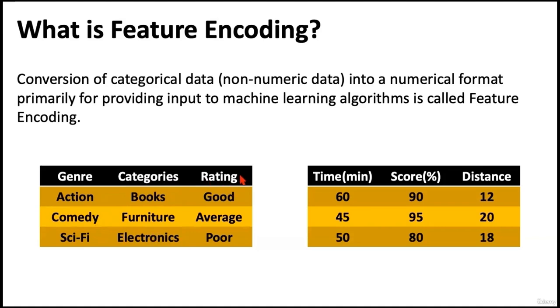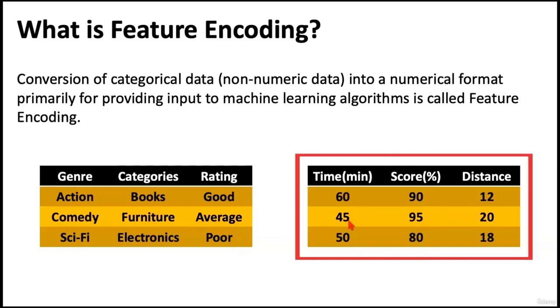But when it comes to ratings, this tends to give a sense of order. When you're saying something is good versus average versus poor, there is a sense of order here. So the categorical variables could be nominal when there is no sense of order, or ordinal where there is an order. On the right, we have a very interpretable table, which is a collection of numbers.